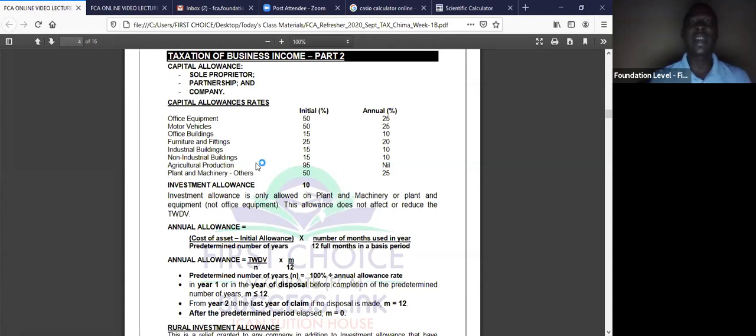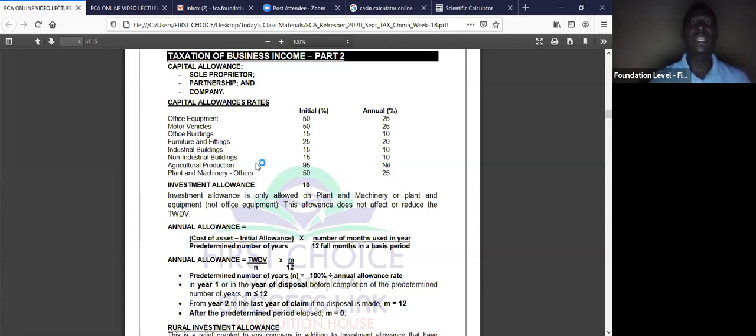So in that case, we will say M will be equal to 0. So 0 divided by anything is going to be 0. 0 multiplied by anything is going to be 0. Now, mind you, if your asset has not been disposed of, when we say disposed of, we mean sold. If you have not sold off your assets, it means that the asset is still in your books. Now, if your asset is still in your books, it means you must reserve 10 naira to show that the asset is still in your books.